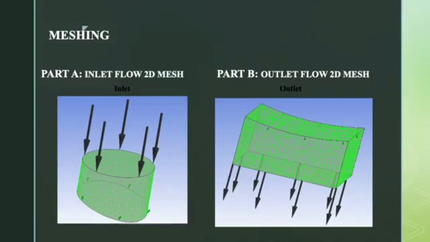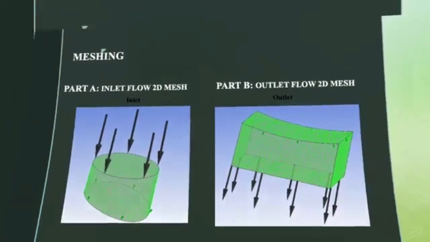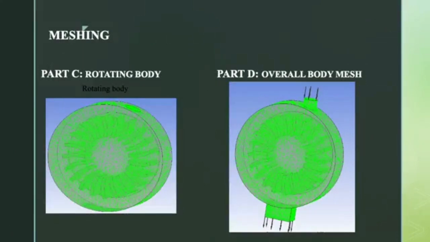After that, we generate mesh in ICEM CFD analysis module. You can check that part A is inlet flow of 2D mesh, and part B is outlet flow of 2D mesh. Furthermore, in part C, you can see the rotating body, it contains blades. On the other hand, overall assembly is seen in part D.